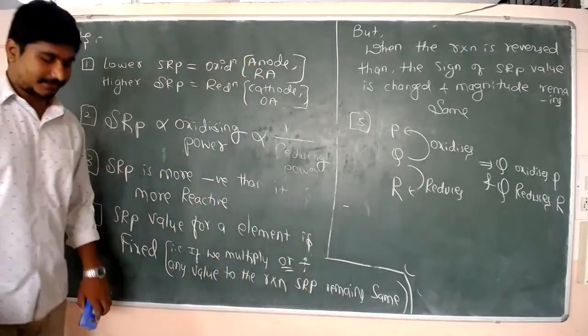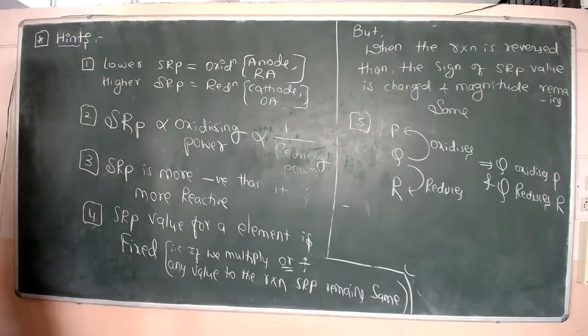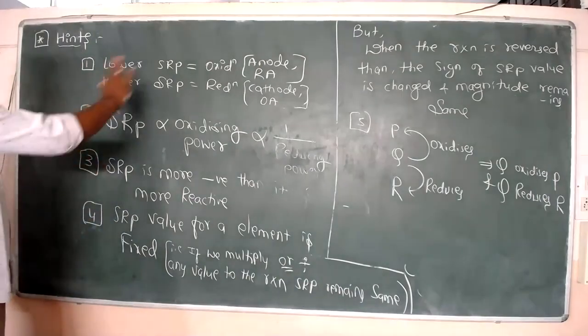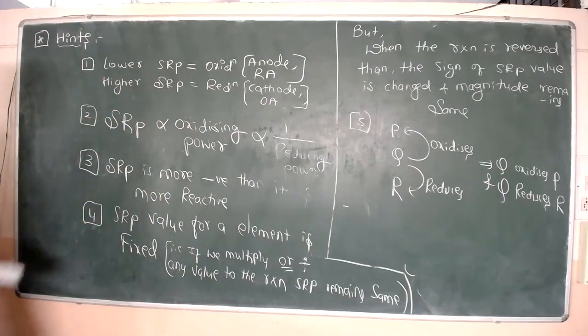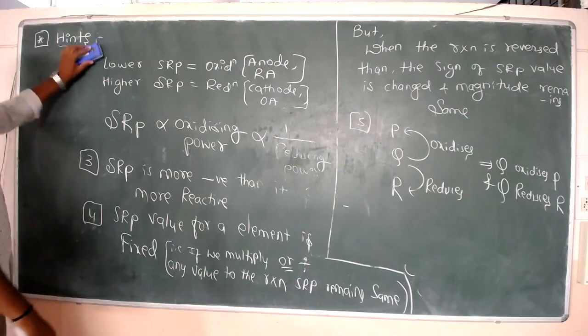Now we will see the last one. All these things depend only on SRP values. Now we will see the last one, the 6th one.